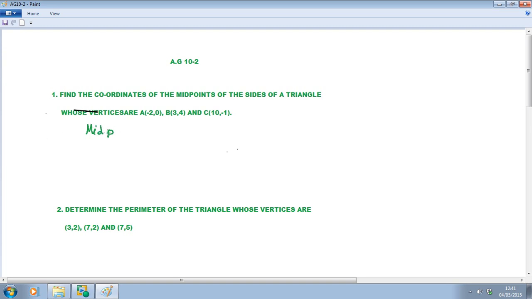So we have to find the midpoint of AB first. What is the midpoint of AB? It is simply (x1 plus x2) divided by 2, comma, (0 plus 4) divided by 2. That is, -2 plus 3 is 1, so 1 by 2, half, comma 2. So these two are the midpoint of AB.